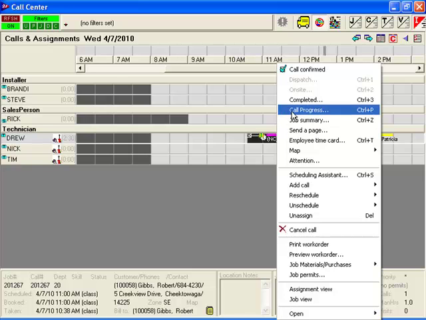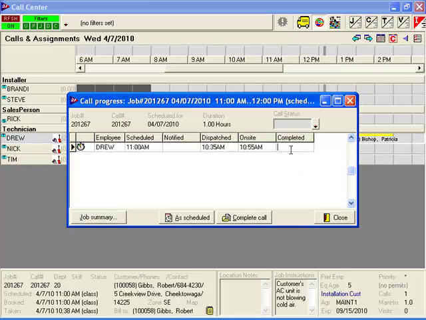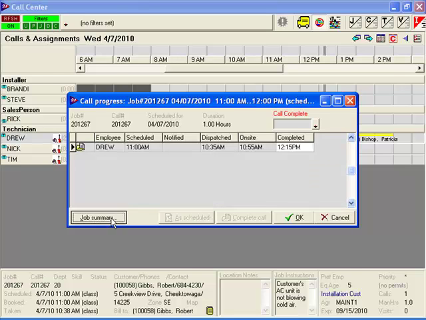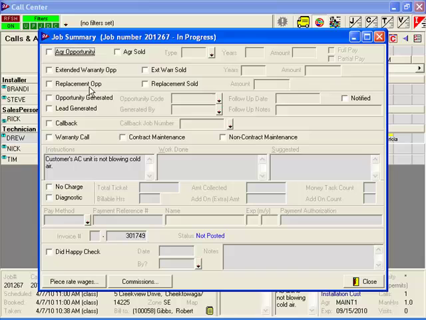It can also be accessed when recording time card entries for the technician. So in this example, as I'm recording the time that the technician completed the job, I'm going to click the job summary button to access the tech debrief. The technician debriefing, as I said, gathers key performance data from the technician in the field.